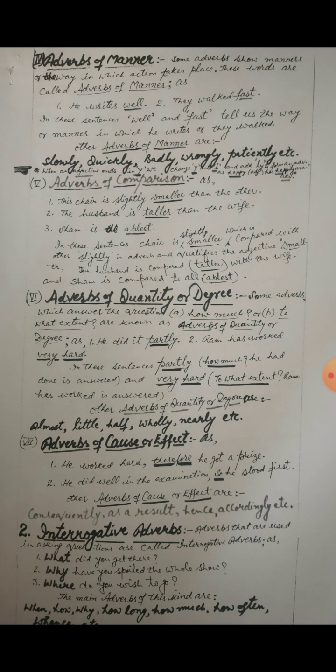Now second one is interrogative adverbs. Adverbs that are used in asking questions are called interrogative adverbs. For example, what did you get there? Why have you spoiled the whole show? Where do you wish to go? And the other kinds of this adverb are when, how, why, how long, how much, how often, whence, etc.